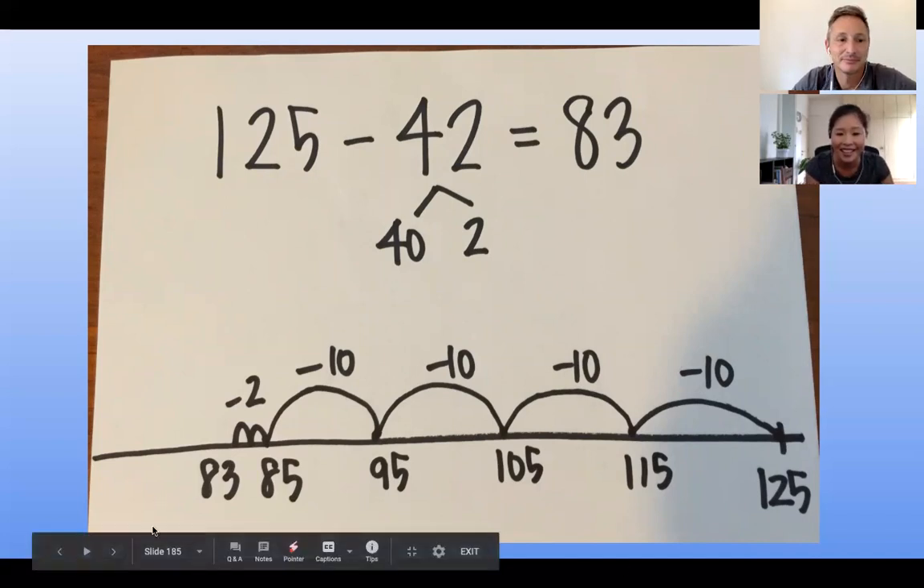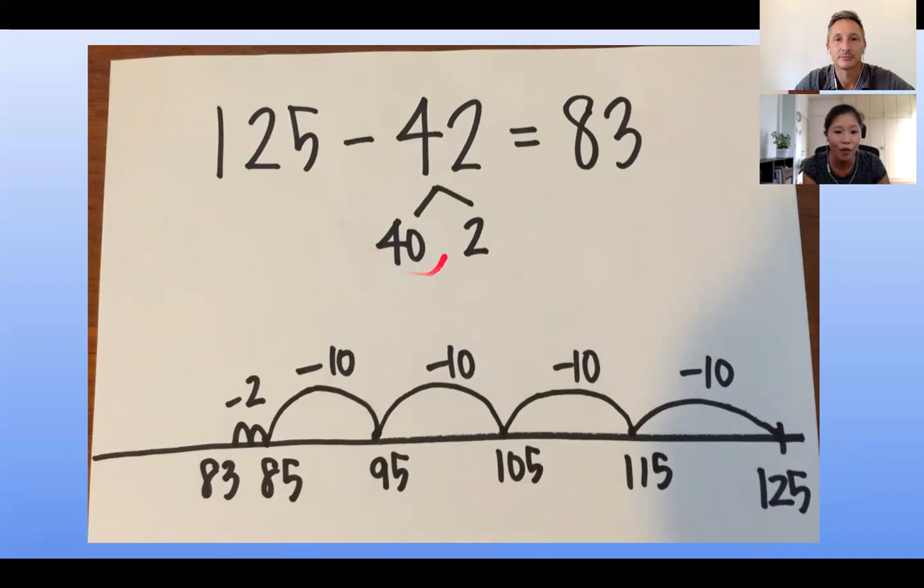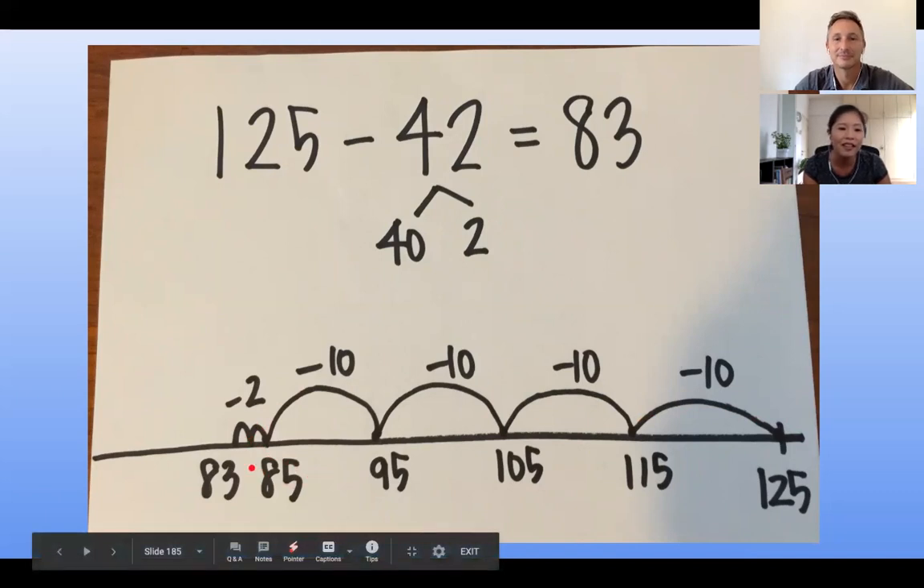And then minus 42, I did break up the 42 into 40 and 2, decompose the number. And I knew I had to do 4 10 hops. So minus 10, minus 10, minus 10, minus 10, I landed on 85. And every time I did minus 10, I made sure that I wrote the number just like Mr. Regan did. Then I had to take away 2 more. So I went little hops, 2 little hops, 85, 84, 83, and I got 83 as my answer.